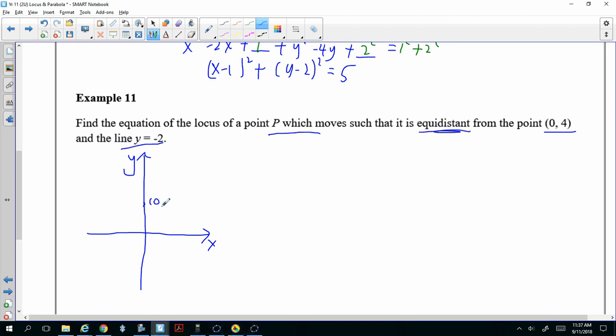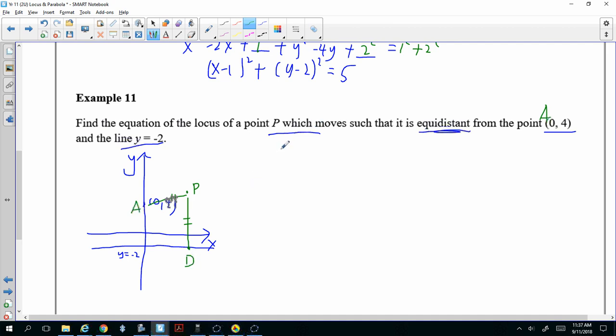Okay? So you get the locus of a point P such that the distance from this point is the same as the distance from this line. I'm going to call this point A, and call that point D. And we're going to say PA and PD are the same because it's equidistant.